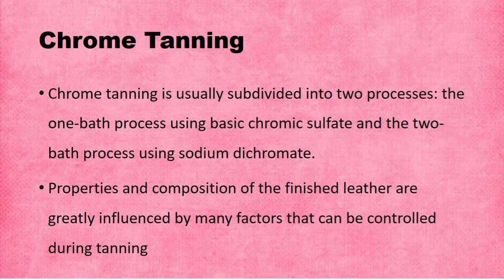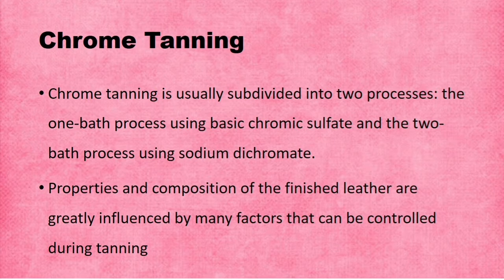Chrome tanning is usually subdivided into 2 processes, the 1-bath process using basic chromic sulfate and the 2-bath process using sodium dichromate. However, in each case, chromium salt is used in place of the vegetable tanning agent. The chrome liquor for the 1-bath process is usually made by reducing an acidified solution of sodium dichromate by slowly adding a solution of glucose to it or by bubbling sulfur dioxide through the dichromate until the reduction is complete.